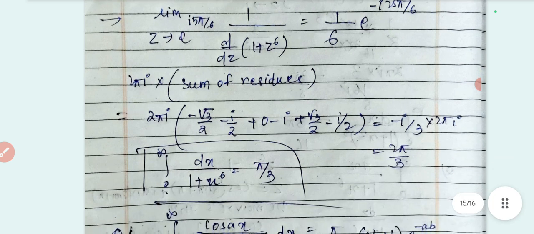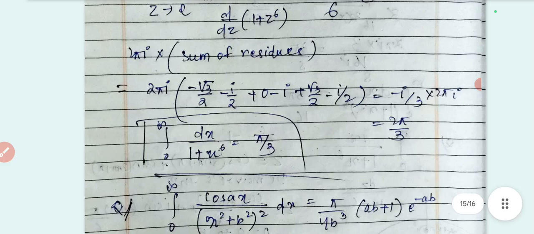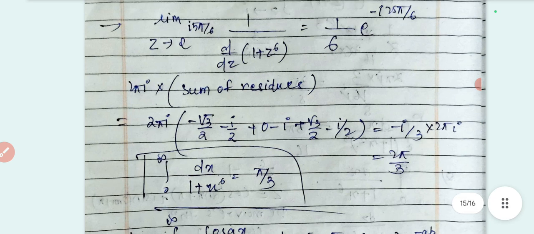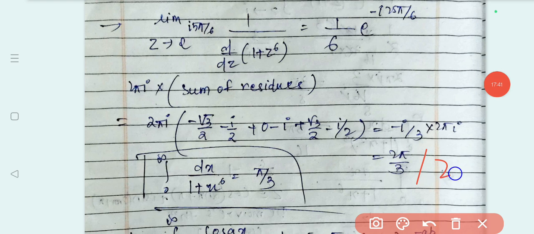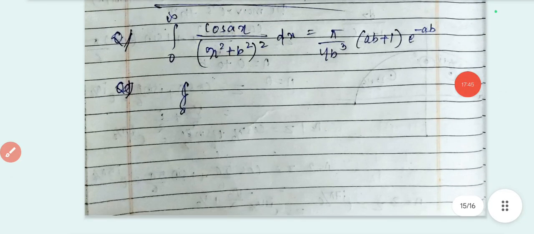Make the sum of these residues, the values which you have found. Find the sum of all three residues and multiply it by 2 pi i. The answer will be 2 pi by 3. We have found the value for minus infinity to plus infinity, so for 0 to infinity, the answer will be pi by 3. This is one question, it is homework for you. You will find the answer.